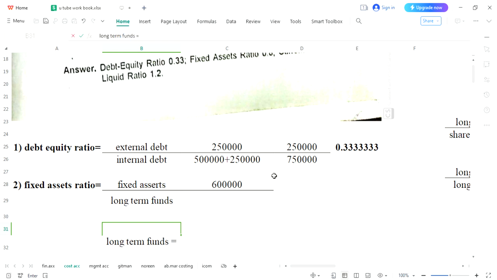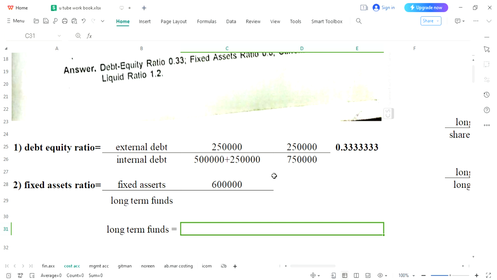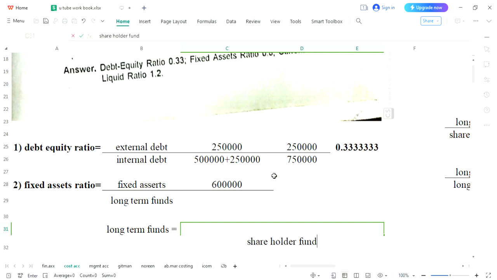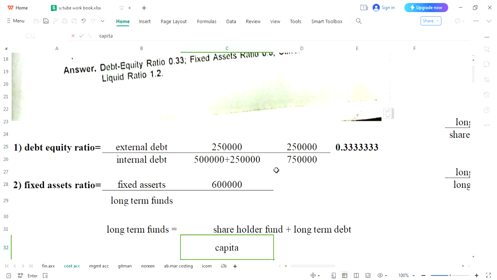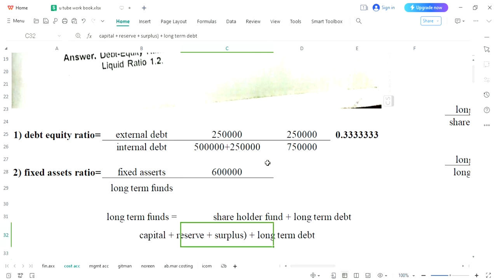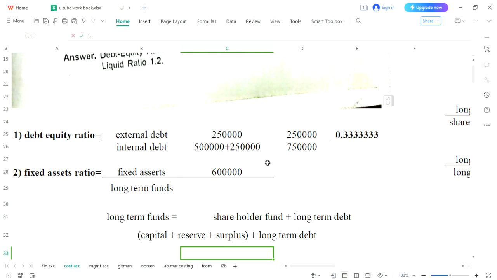Long term funds would be calculated by taking shareholder fund and then you will add long term debt. And for shareholder fund we do know capital plus reserve plus surplus, and then we will add long term debt. Okay, so in this way long term fund would be calculated.